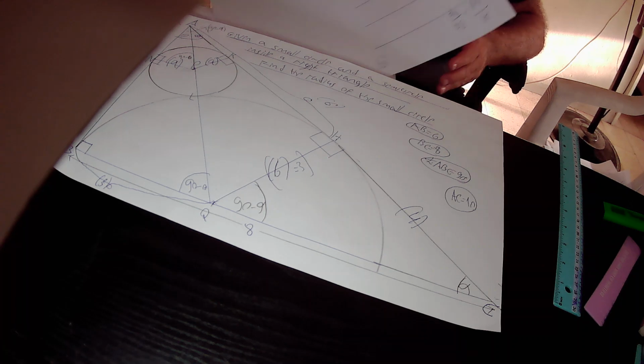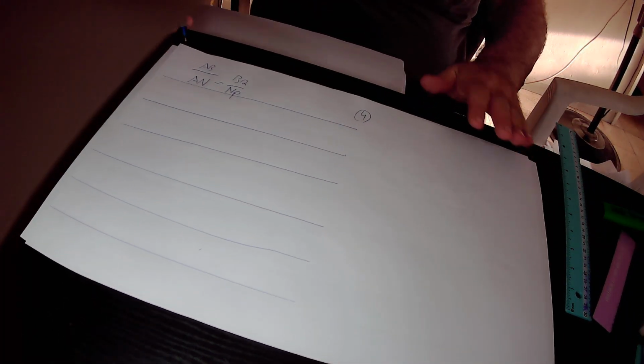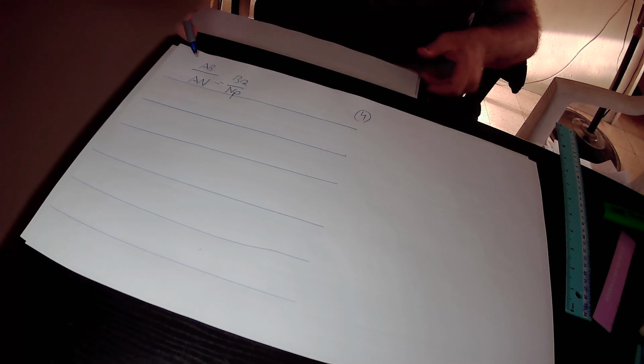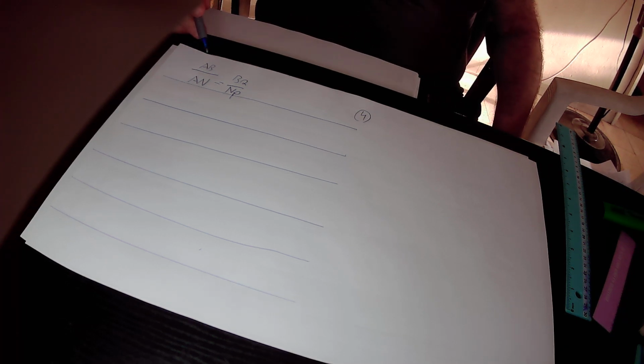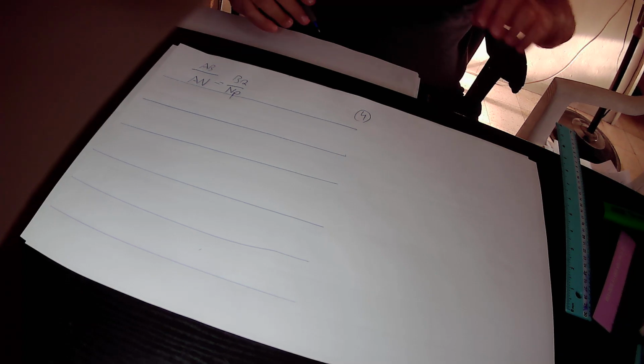Repeat again. We derive that side AB in the big right triangle ABQ over side AN in the small right triangle ANP equals side BQ in the big right triangle ABQ over side NP in the small right triangle ANP.